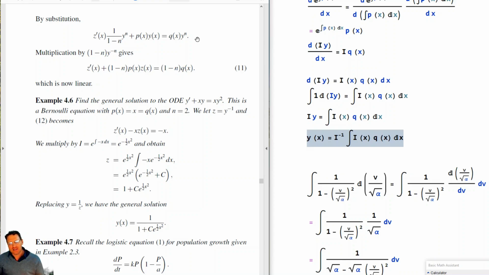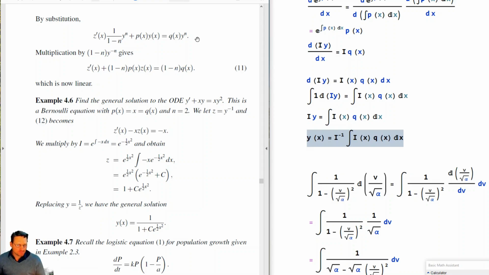It looks fairly simple. Find the general solution to the ODE y dash plus x times y equal to x y squared. This is a Bernoulli equation with n equal to 2. We've got p of x is x, which is also q of x. We let z be equal to y to the power of 1 minus n, but with n equal to 2, 1 minus n is minus 1. So z is y to the power of minus 1, or 1 over y.